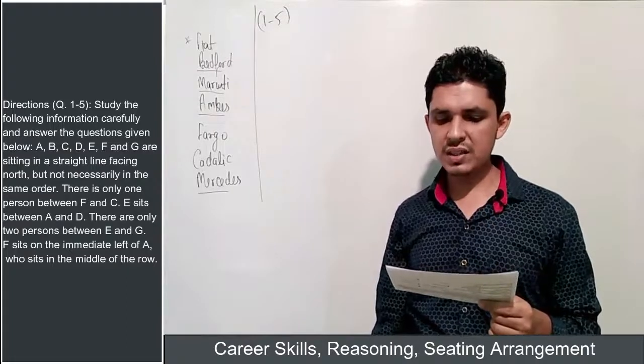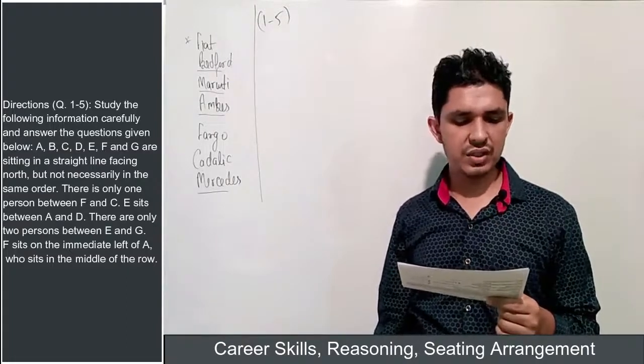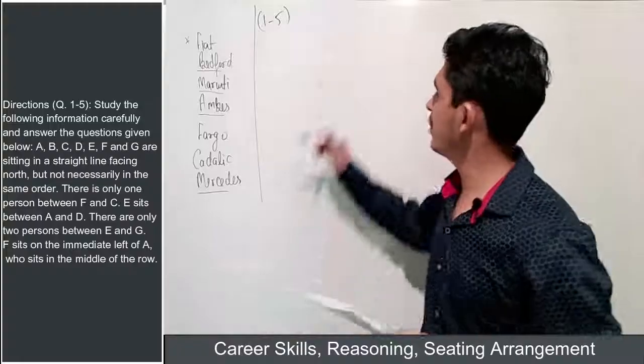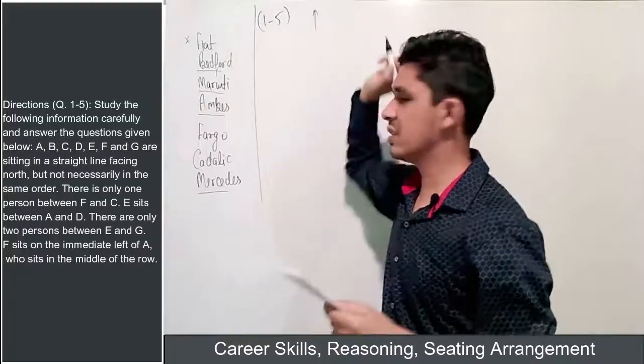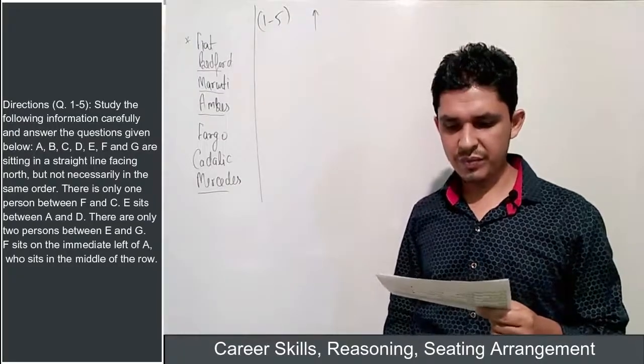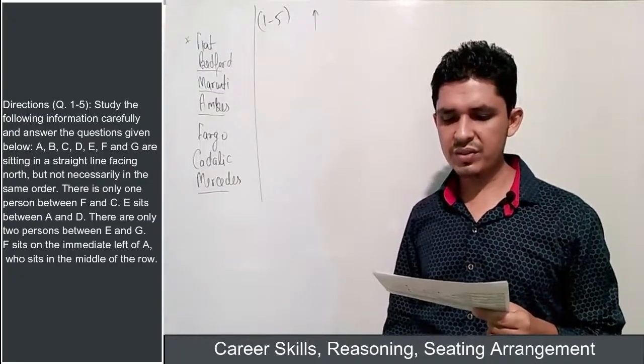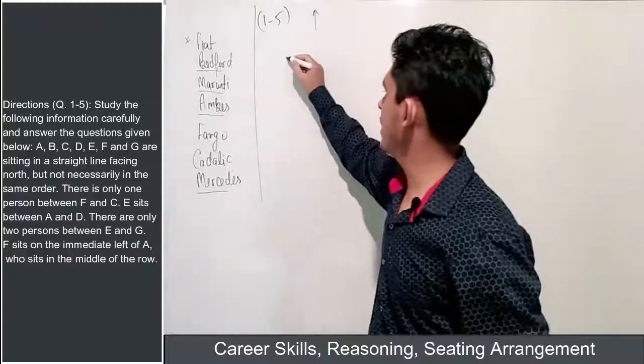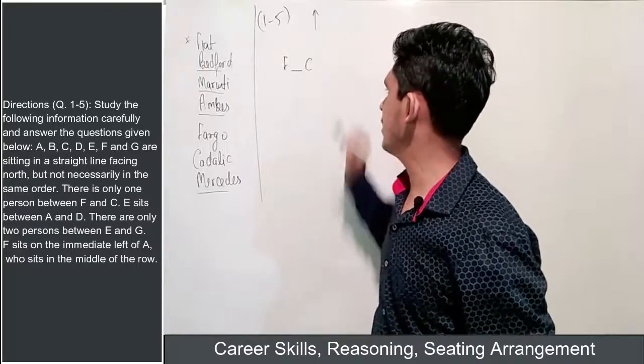A, B, C, D, E, F and G are sitting in a straight line facing north. Facing north, that means facing this direction, right? But not necessarily in the same order. There is only one person between F and C. So we can write it as there is one person between F and C.